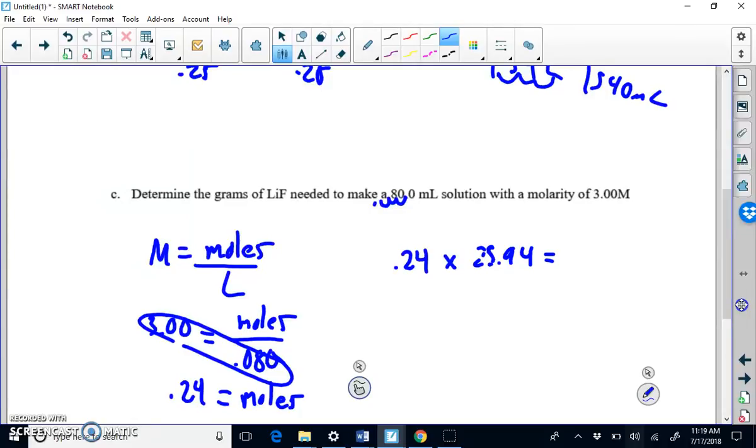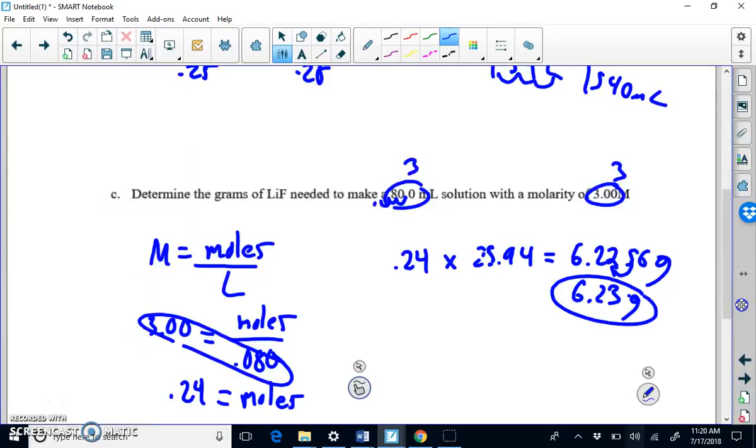And I'm multiplying in the calculator. 25.94. And we get 6.2256 grams. Sig figs. This has 3. This has 3. So 6.2, and this rounds that up. 6.23 grams is our final answer in terms of sig figs and everything else.